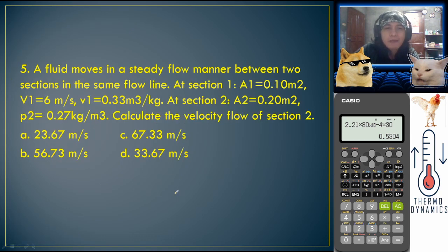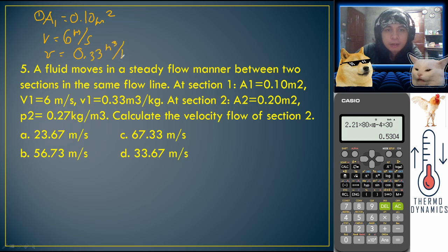Number 5. A fluid moves in a steady flow manner between two sections in the same flow line. At section 1, we have A1 is equal to 0.10 square meter. Meron tayong velocity. So, velocity is equal to 6 meters per second. At meron tayong V na naman. Yung unit niya is volume per mass, so definitely, that is specific volume. So, 0.33 cubic meter per kilogram.